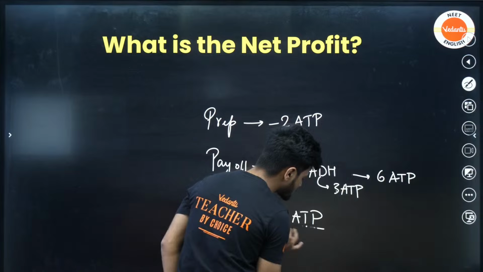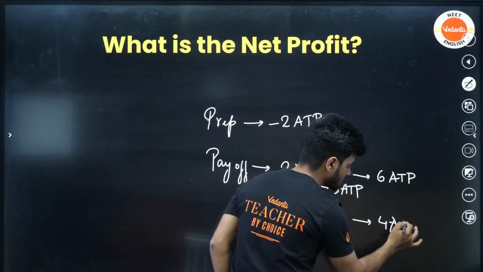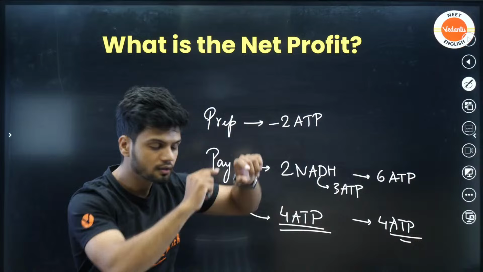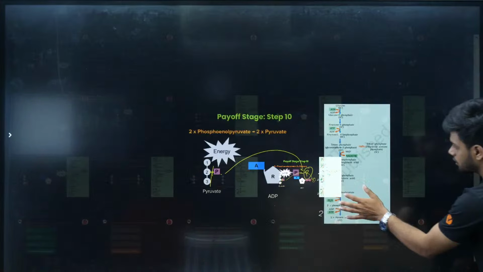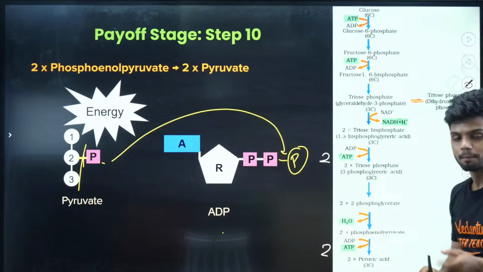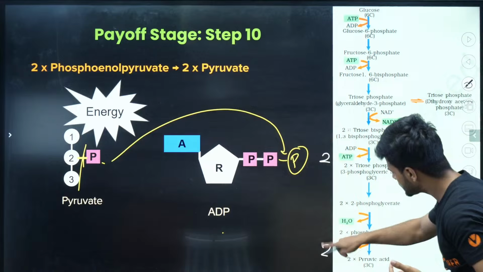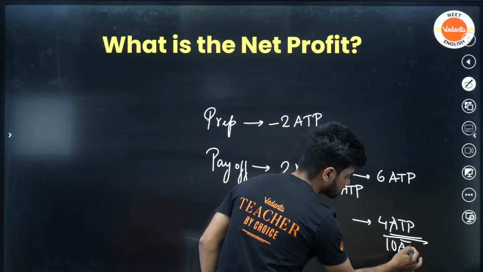Are you following with me? Four ATPs. Why four ATPs? Because if you look here carefully, one ATP is coming out here, one ATP is coming out here, but that is from only one bisphosphoglyceric acid. But is there only one? No, sir, there are two. Everything is double now. So two ATPs here, two ATPs here. So can I write four ATPs? So 4 plus 6 is 10 ATP. 10 ATP is the gross.